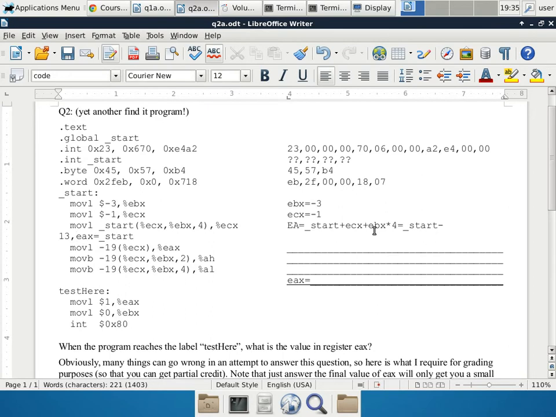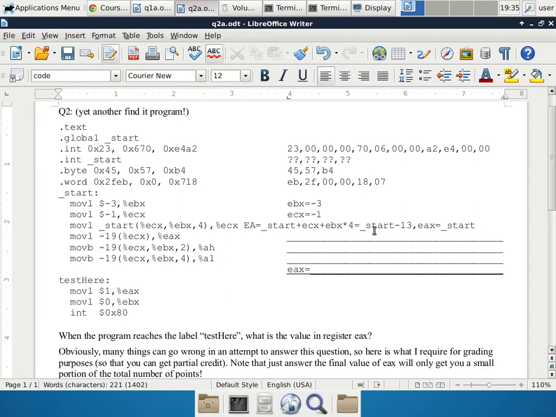There's no easy way for me to combine these two lines without making it narrower. There we go. Okay, so this will give you the full credit for this particular question. EAX, the register, will get the value of the label underscore start. What does underscore start minus 13 do? That is the address. That is the effective address.